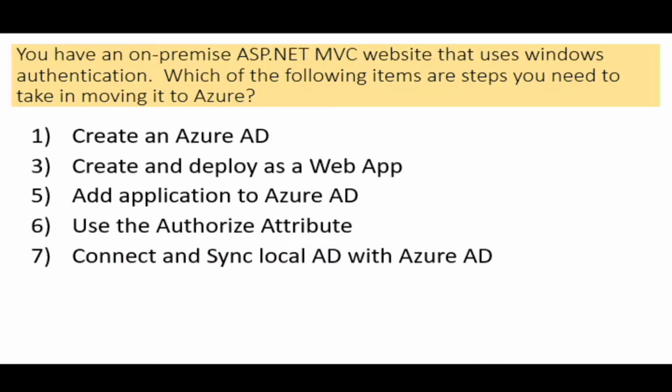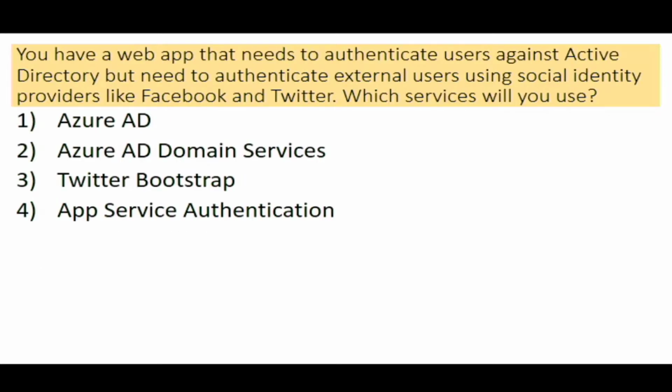So let me jump to the conclusion here. You're going to need to create the Azure AD, if you don't already have one that you're using for your enterprise. You're going to need to deploy your web app and add that application, because you'll need the URLs to register the app with the Azure AD. In order to force authentication in an MVC app, you use an authorize attribute, and connect and sync your local AD to Azure AD.